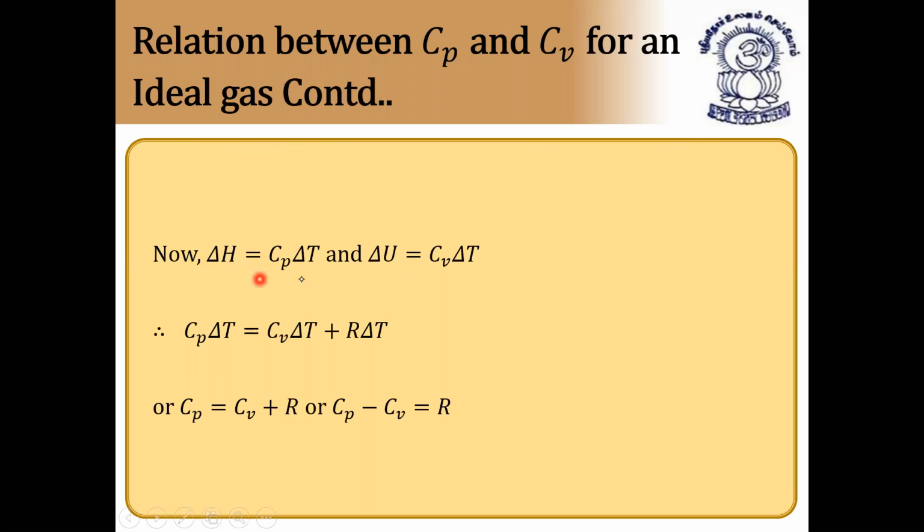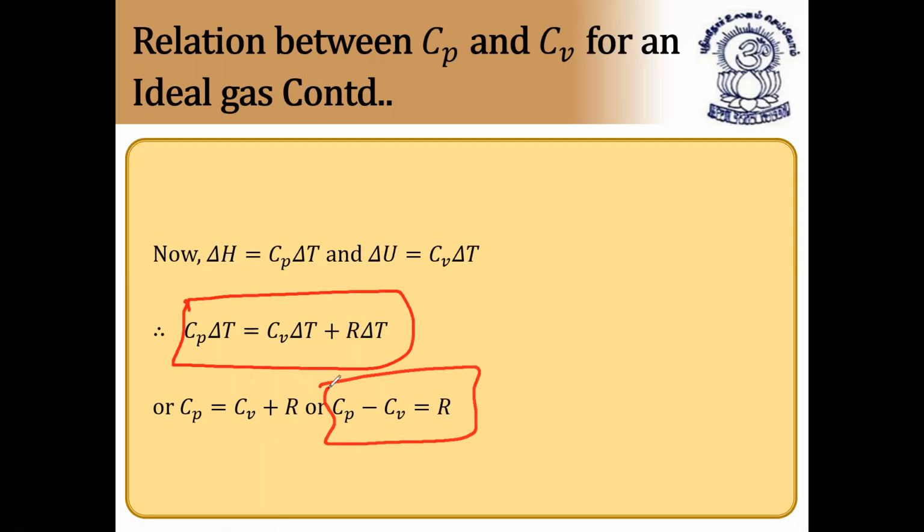Now delta H is equal to Cp delta T, or delta U is equal to Cv delta T. So Cp delta T is equal to Cv delta T plus R delta T. So Cp is equal to Cv plus R; Cp minus Cv is equal to R, because delta T is common. So Cp minus Cv is always equal to R, where R is called the universal gas constant. Its value is R is equal to 8.314 joules per Kelvin per mole.